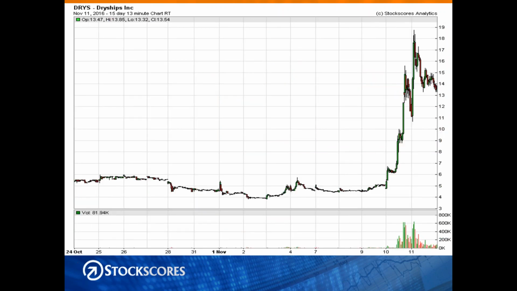Now we can look at charts in longer time frames as well. This is a 15-day, 13-minute chart of the same stock, and in this case, each bar represents 13 minutes. And I'm always asked, why do you use 13-minute charts?